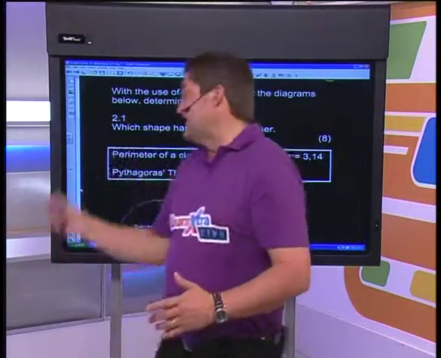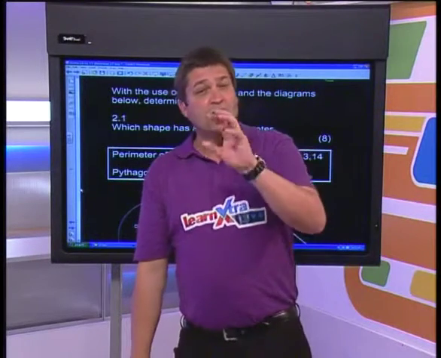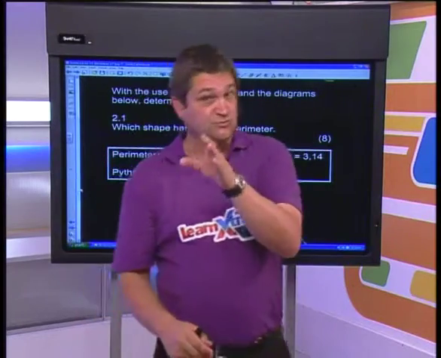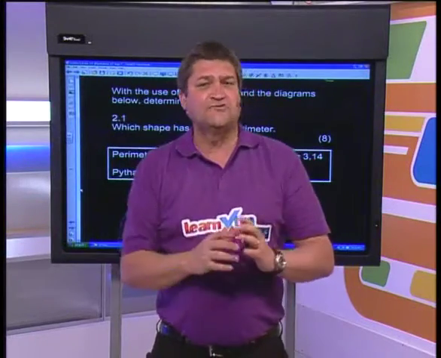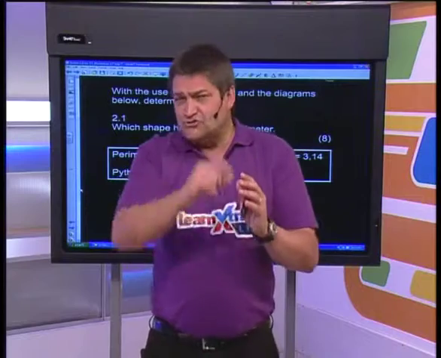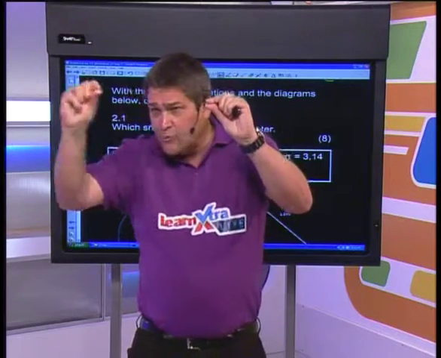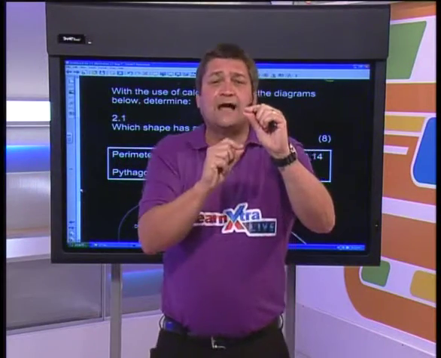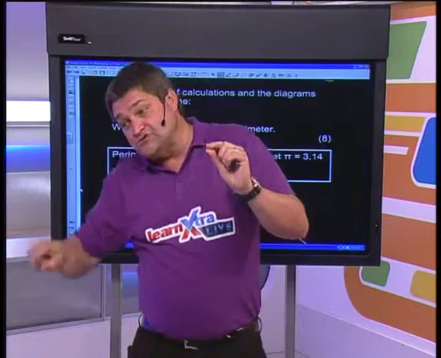Okay, so let's start here. Our first question of the day. With the use of calculations and diagrams below, determine, first of all, which shape has a larger perimeter. Now, folks, what do we mean by perimeter? You should know at this stage, towards the end of the year, that a perimeter is the outside distance of a shape. I always use this little example: it's like taking a little ant, putting it on the line of a shape and saying, walk, pal, and he walks all the way along the line. Eventually he gets back to his starting position. If we measured the distance that he walked, that would be our perimeter.